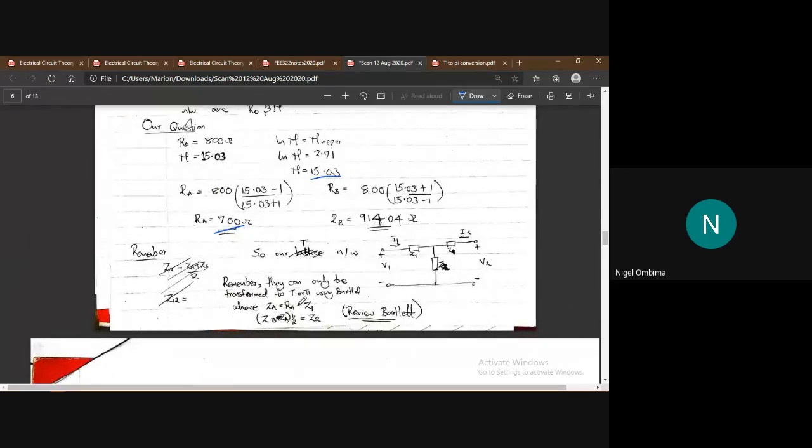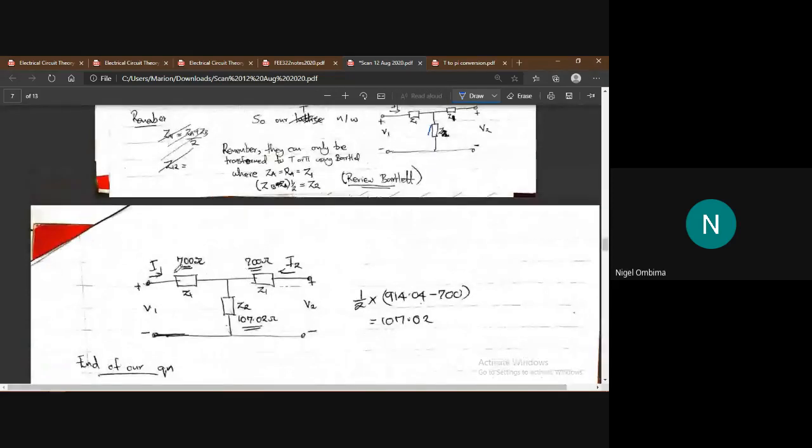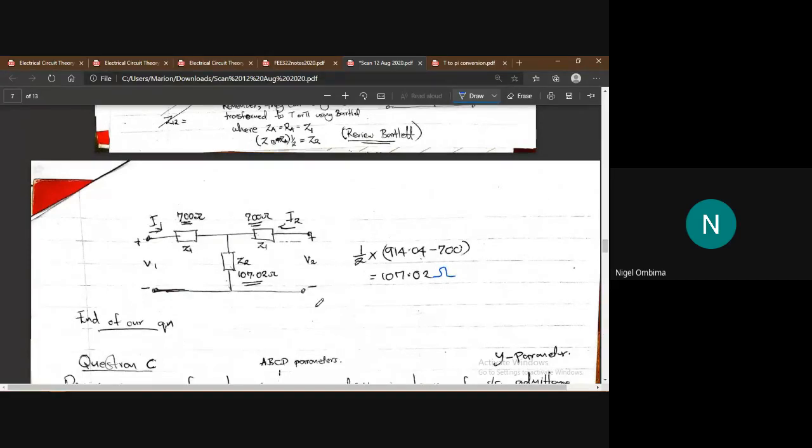There are these formulas. Iko kwa kitabu, ZA, which is equals to RA that we found, is equals to Z1. These are T-type network. This is Z1 also because it's a reciprocal symmetrical network. Alafu ZB minus ZA times a half is equals to Z2. So it's just simple like that. So Z1 ni 700, Z1 700, Z2 ni 7.02. So yeah, end of question B.